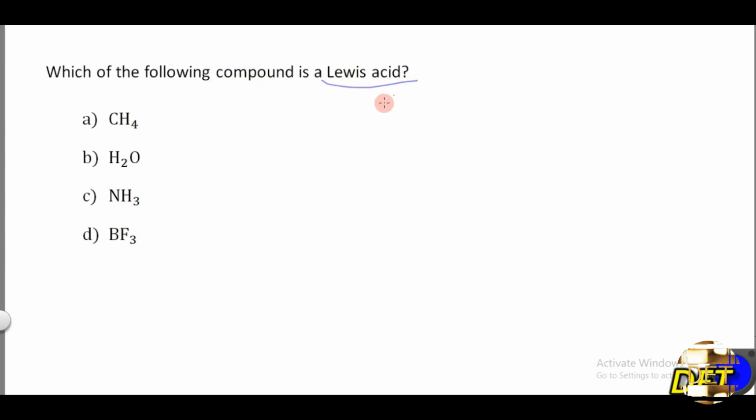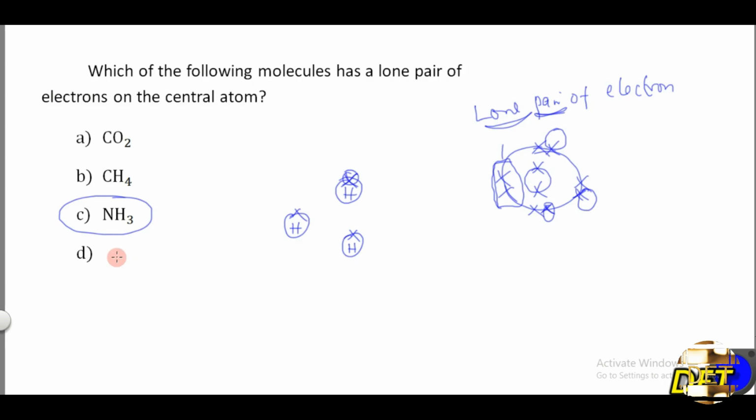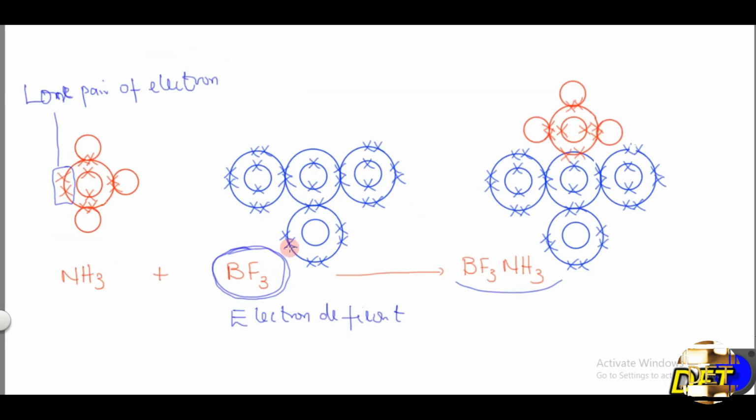Then which of the following compound is a Lewis acid? So what's the definition of a Lewis acid? Is any substance that accepts a lone pair of what? A lone pair of electron, right? So which of the following compound is a Lewis acid? It is what? Boron trifluoride, because boron trifluoride is electron deficient. So we already looked at it here. This is boron trifluoride. This is the structural representation of boron trifluoride. You can see that it is electron deficient, and so it can accept a lone pair of what?